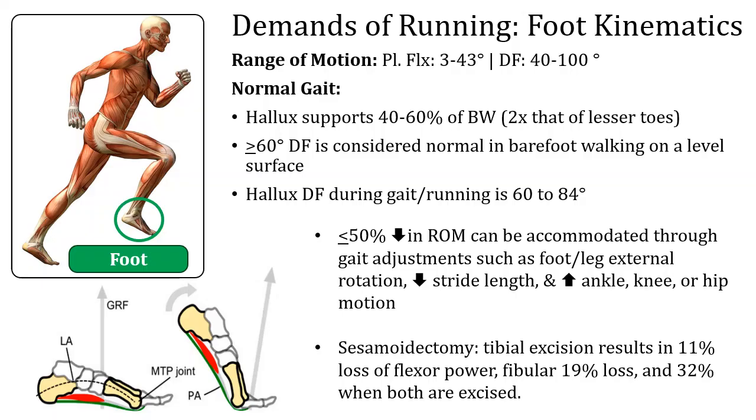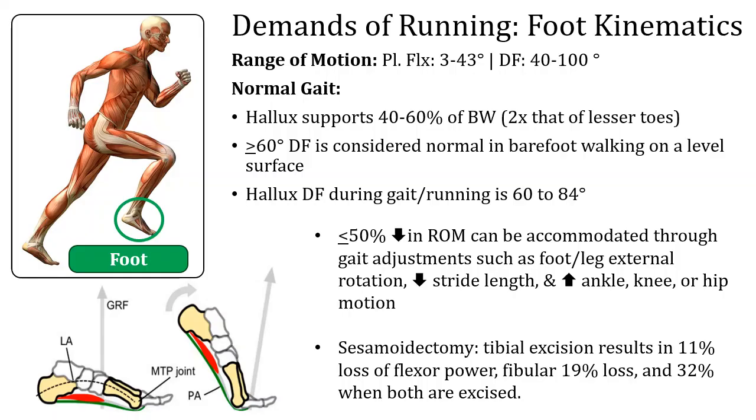So less than 50% decrease in range of motion can be accommodated through the gait adjustments, such as the foot and the leg external rotation and decreased stride length, and increase ankle, knee, and hip motion. But it can only compensate so much, so hallux rigidus can significantly be a problem. And not only does it need a significant amount of motion, but the hallux supports up to 40 to 60% of the body weight, which is 2 times that of the lesser toes. And greater than 60 degrees of dorsiflexion is considered normal in barefoot walking on a level surface.